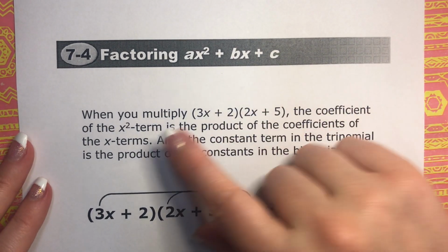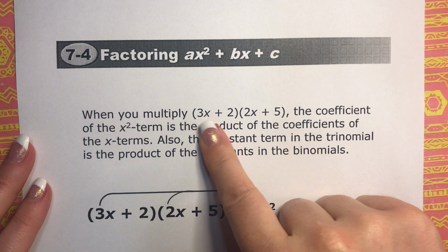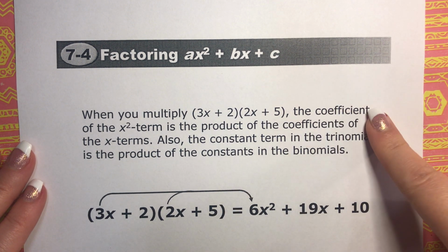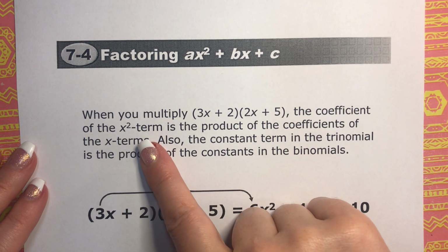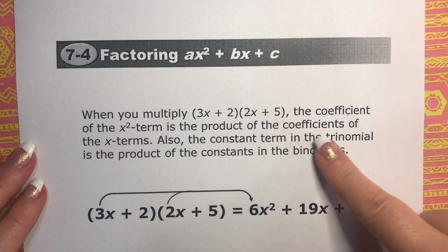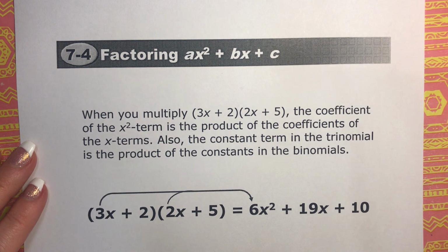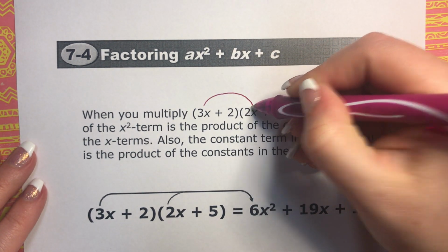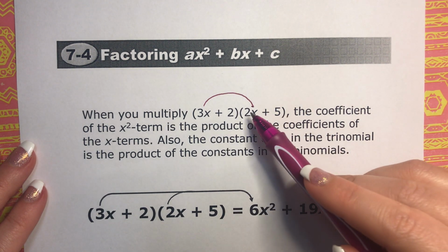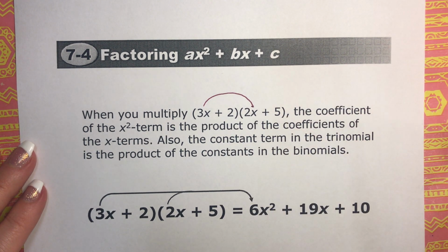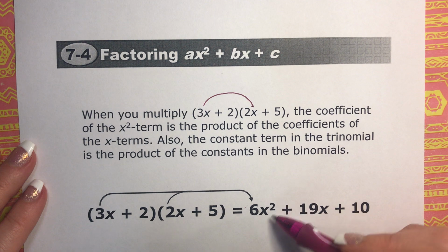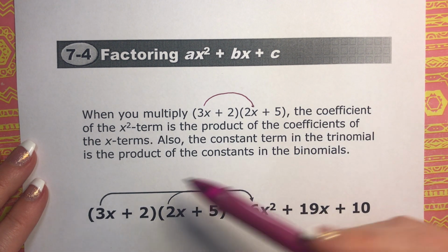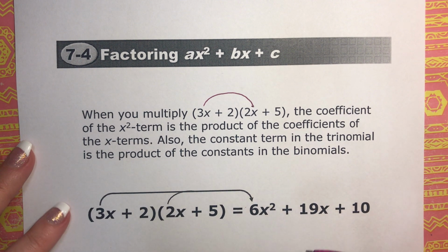So when you multiply the quantity 3x plus 2 by the quantity 2x plus 5, the coefficient of the x squared term is the product of the coefficients of the x terms, right? So that is our first. We're going to go 3x times 2x, right? 3 times 2 is 6. X times x is x squared. So that's where we get this 6x squared from, which is our a term. So it comes from that first.